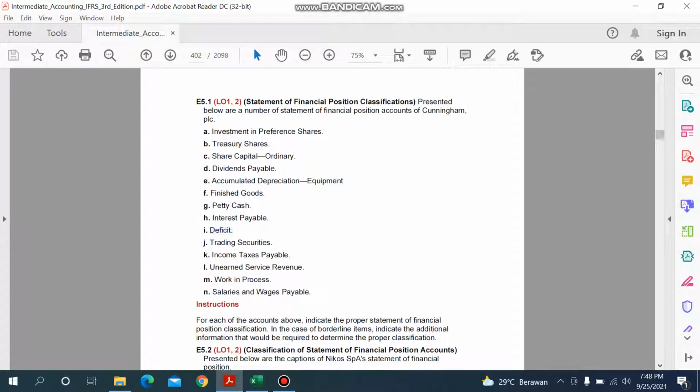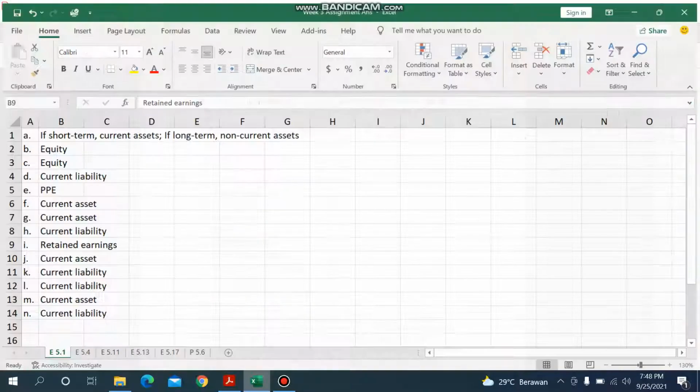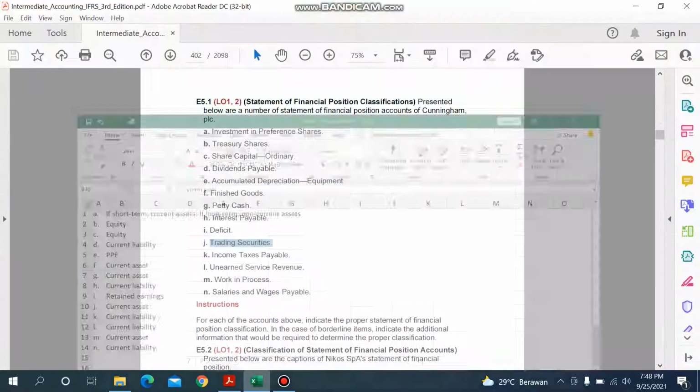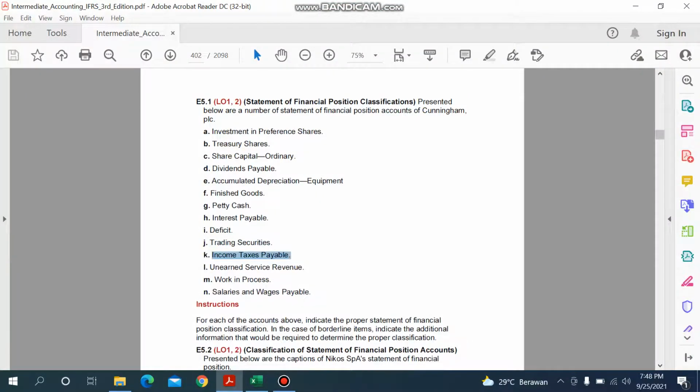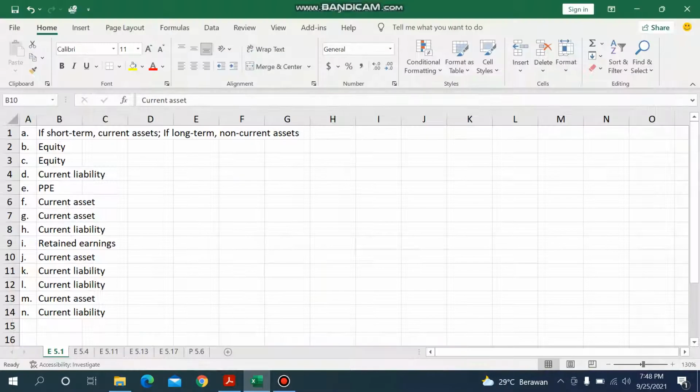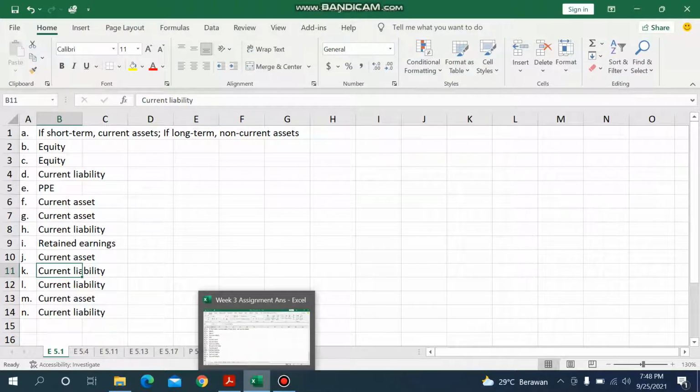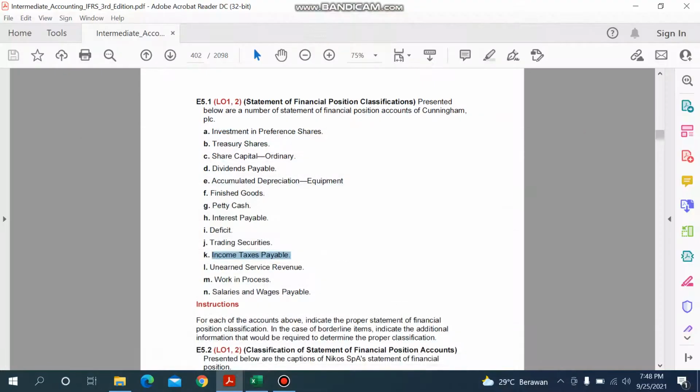And then J, trading securities. Trading securities are the active securities that we trade almost every day. So it is under current asset. And then K, income taxes payable. Here usually it is under current liability, because at the end of the year it is owed and it will usually be paid within a month.